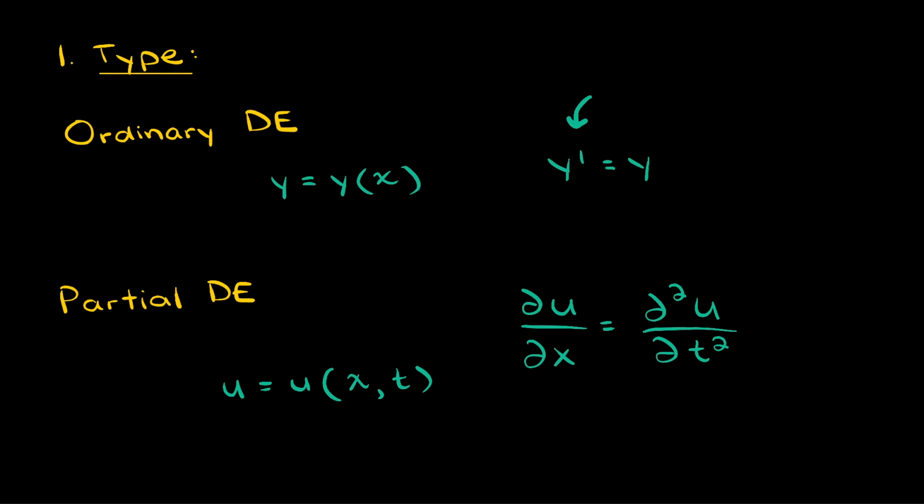Now, I said there were three different types. So let's think about the second way of categorizing differential equations. And that is by their order. So what is meant by their order? Well, it's actually very simple. The order of a differential equation is equal to the number of the highest derivative in that differential equation.